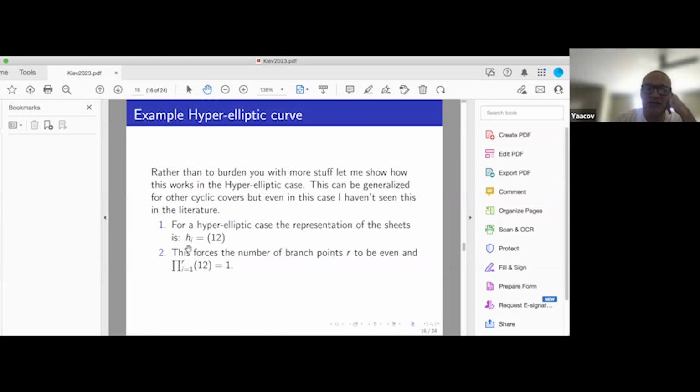The representation is all of them are just (1 2). So you have two sheets coming together, and when you look at sigma I, when you go around the points, it goes from the first sheet to the second sheet. Very simple. However, this forces the number of branch points to be even, because otherwise you will not see the relation that the product of sigma I from 1 to r, (1 2) to the r, equals 1. You have to have this relation.